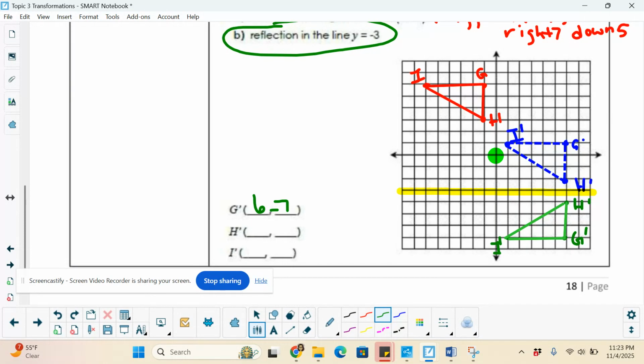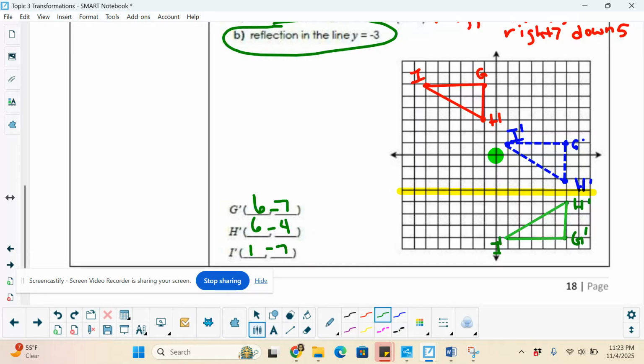All right, so for our H prime, we're going to go 1, 2, 3, 4, 5, 6. And we go down 1, 2, 3, 4. Finally, our I prime. Start in the middle at our origin, count to the right. It goes to the right 1, and then we go all the way down to -7.